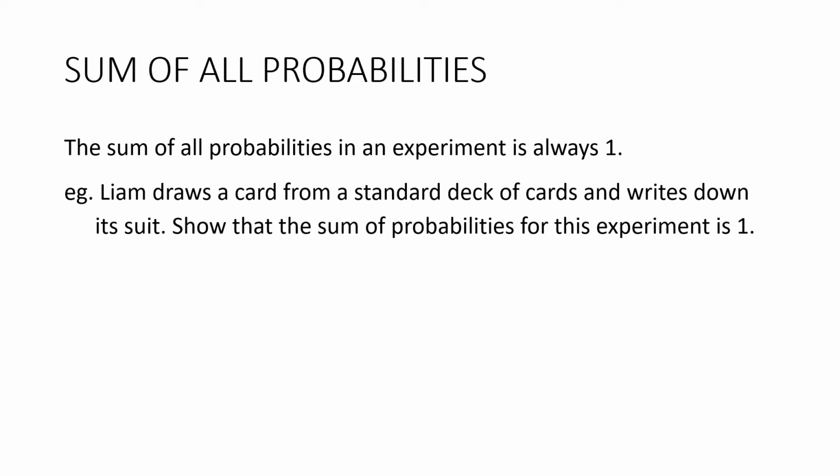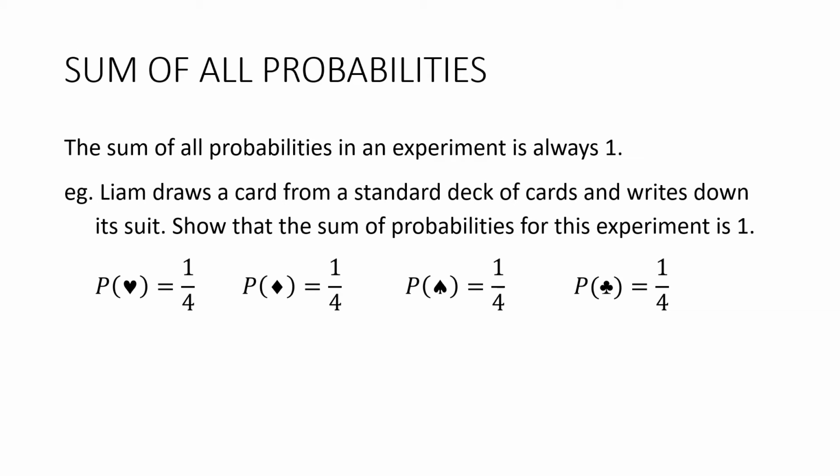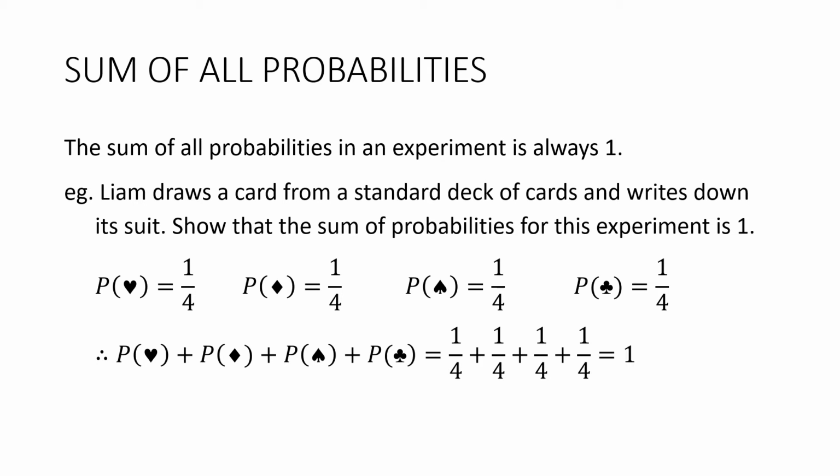Now each of those suits accounts for a quarter of the deck. That's actually their probabilities. So they're all the same. Probability of a heart is a quarter, diamond is a quarter, spade is a quarter, and club is a quarter. Let's add those probabilities up. And we're going to get 1.